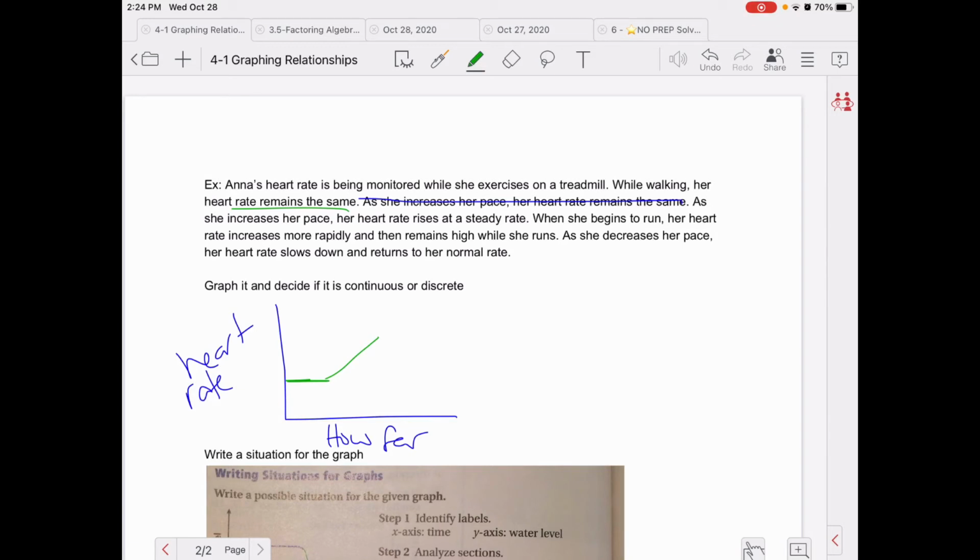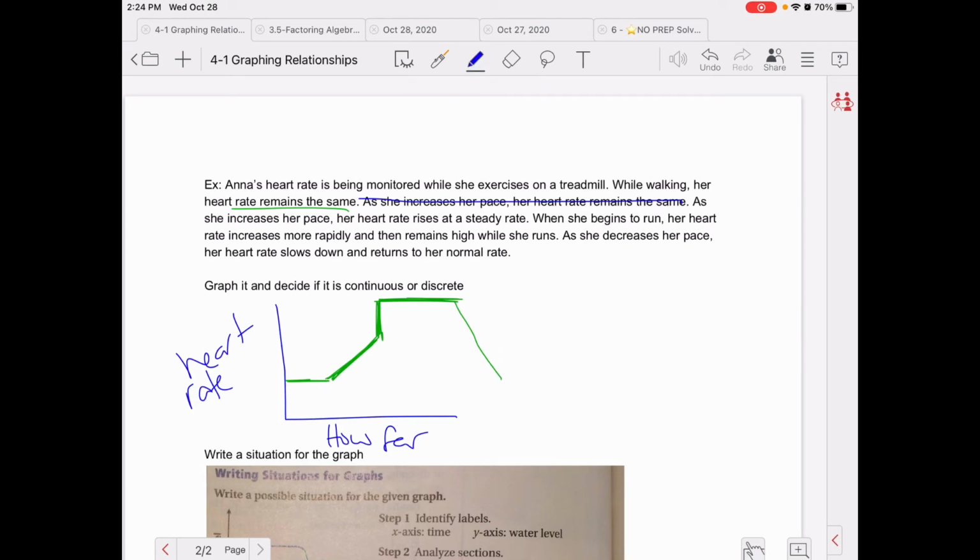As she runs, it increases more rapidly, so that would mean I'm going to make my line go up a little bit faster. Okay, and this is just a rough sketch. It doesn't have to look perfect. And then remains high while she runs. So she's going to keep running for a while, and it's going to stay the same, I'm sorry. And then as she decreases, her heart rate slowly goes back to normal. So it's going to go back to normal like this. Okay, so that's the graph of that one.